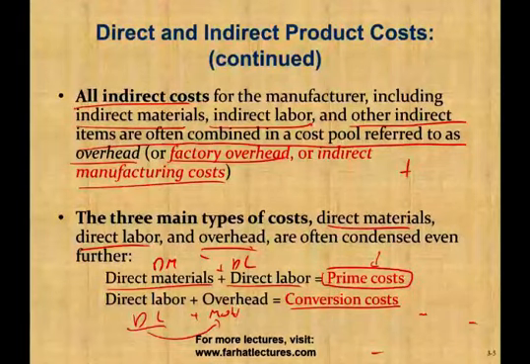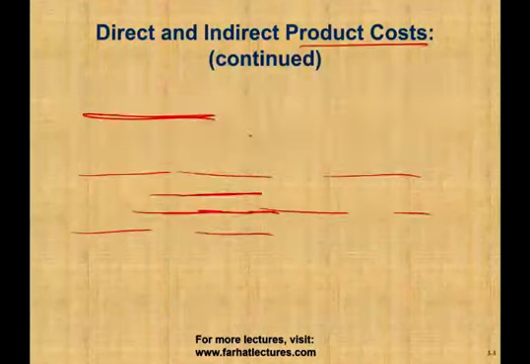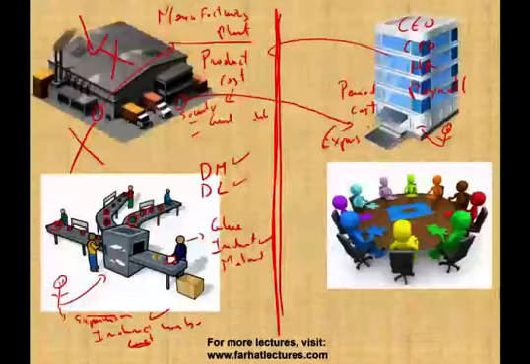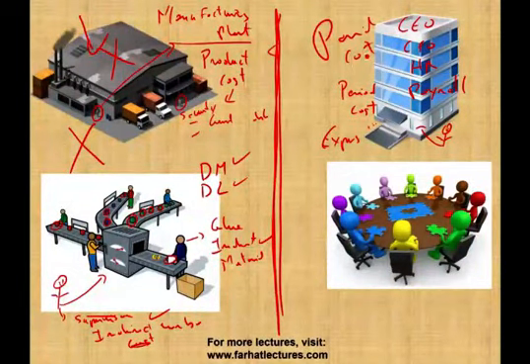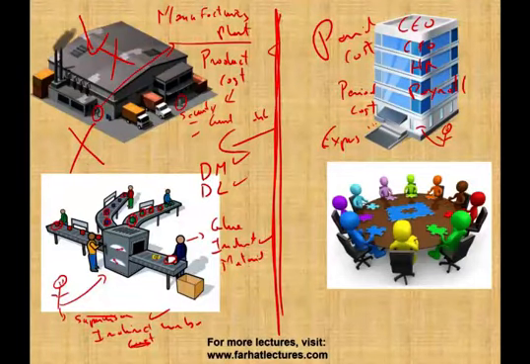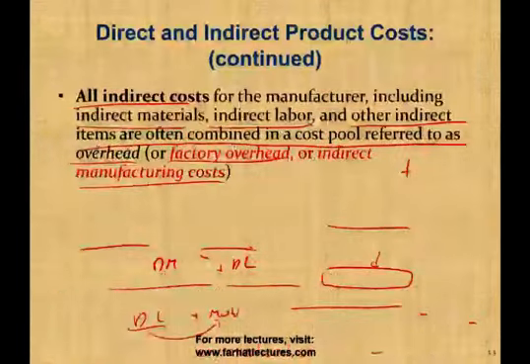Okay, so hopefully now you understand the difference between a product cost and a period cost. Remember this picture here. Remember, this is period. Anything that takes place here is period cost and its expense. Anything that takes place on this side, on the manufacturing side, it's considered product cost or inventoriable cost.